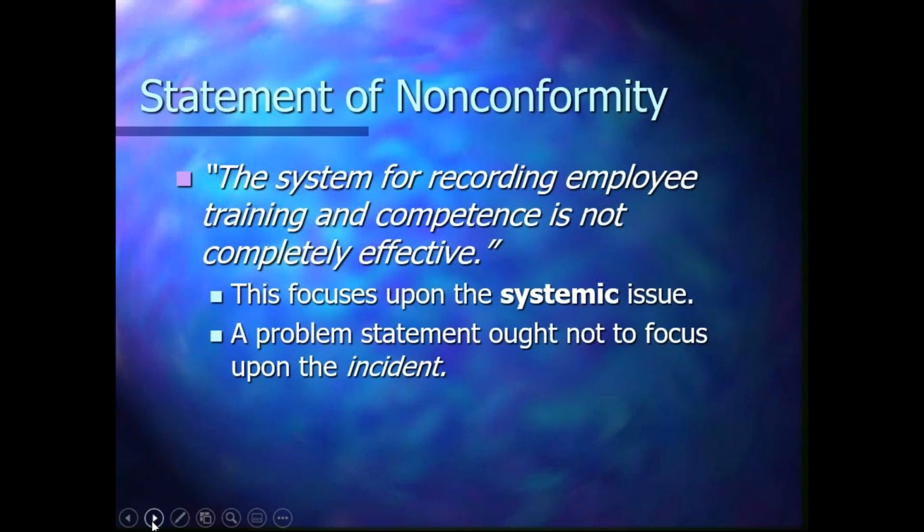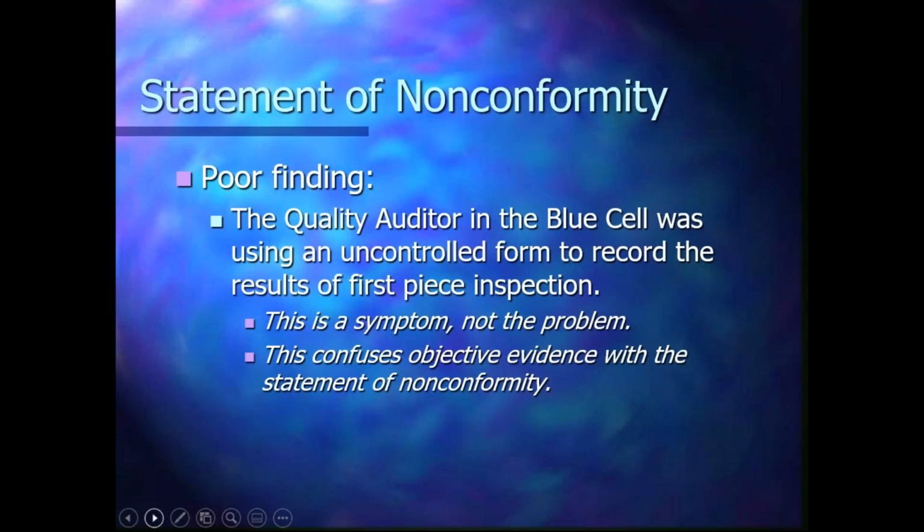So the best way to write this finding is: the system for recording employee training and competence is not completely effective. We're focusing on the systemic issue and not on the specific incident. That one operator on first shift running job 9954, that's the symptom of a larger problem.